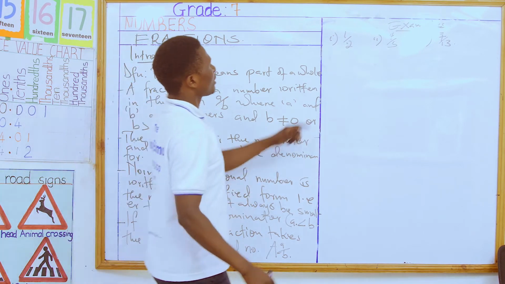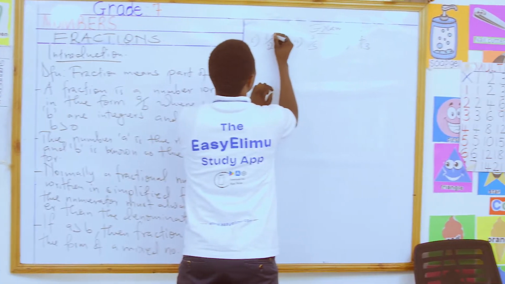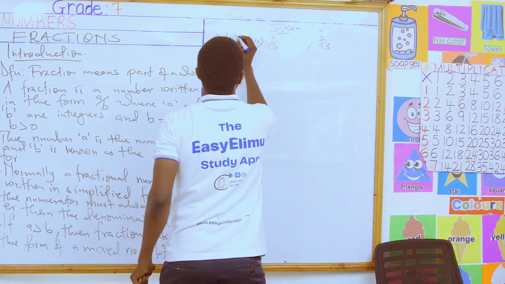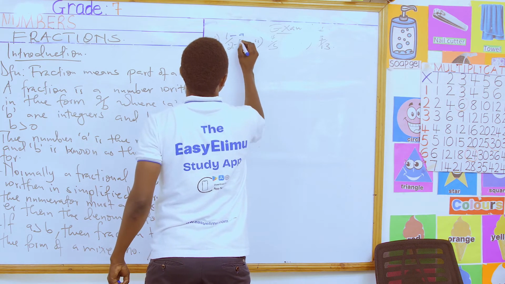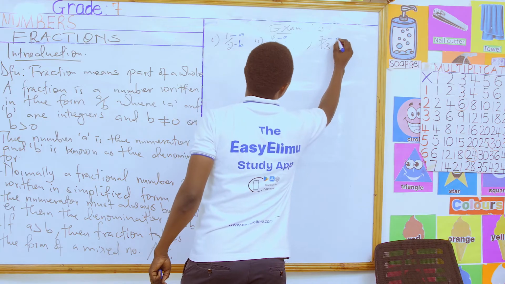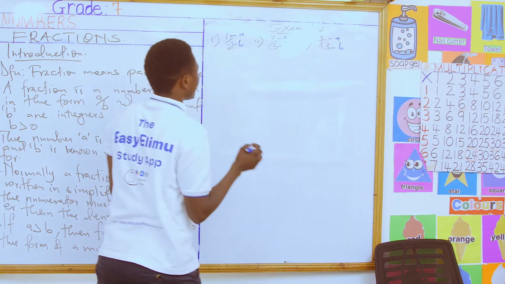In other words, look at here. In this case, 1 is our A and this is our B. This is our A and this is our B. 7 is our A and 13 is our B.